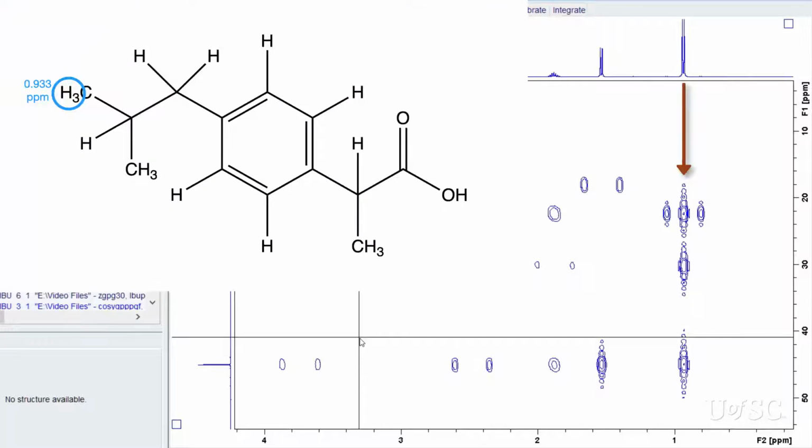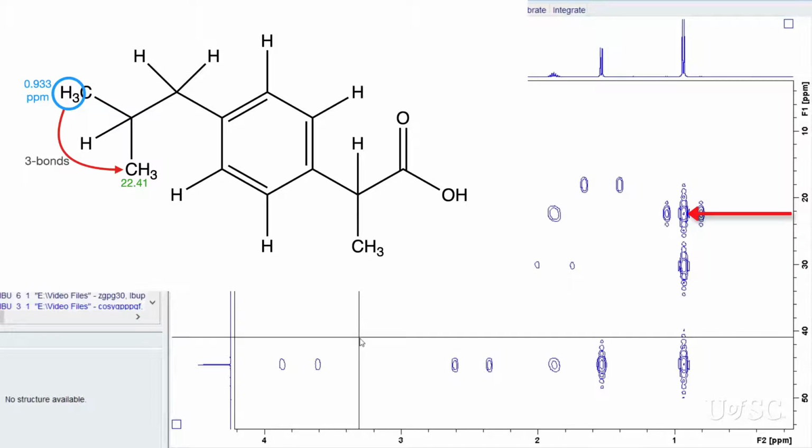Let's start with the isopropyl methyl, which has a proton chemical shift at 0.933 parts per million. There are 3 cross-peaks that fall under this proton chemical shift. Since the C13 resolution is poor, we will use the chemical shifts from the 1D carbon spectra for a more precise value. The first correlation is at a carbon shift of 22.41 ppm. This represents the 3-bond coupling to the other methyl carbon of the isopropyl group and not the 1-bond coupling.